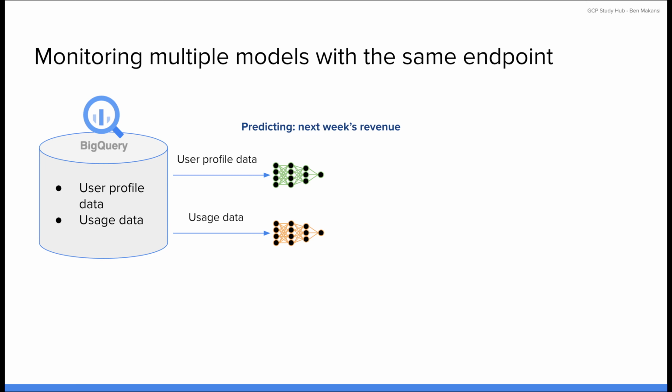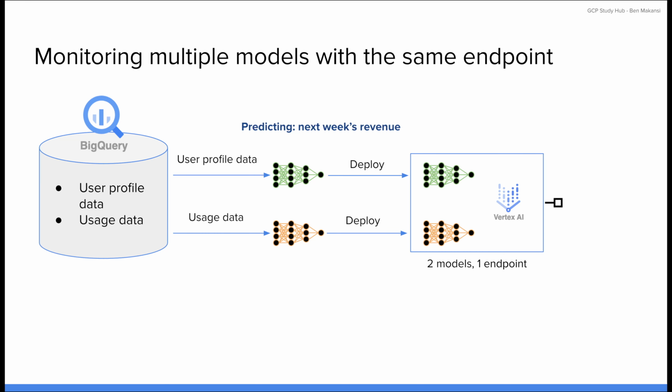So now you deploy both to production, and rather than setting up two separate endpoints and two monitoring pipelines, you want to deploy both models to the same Vertex AI endpoint and manage them together. In this scenario, your app sending the prediction requests would specify in the prediction request which model to use to make the prediction. Now, how do you set up a model monitoring job in this scenario?